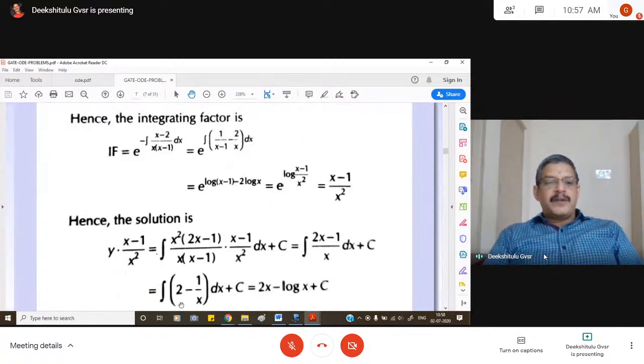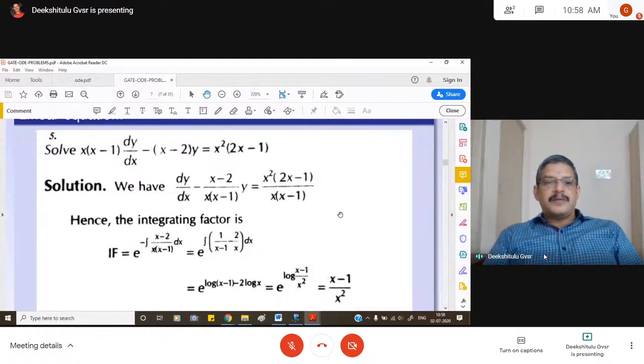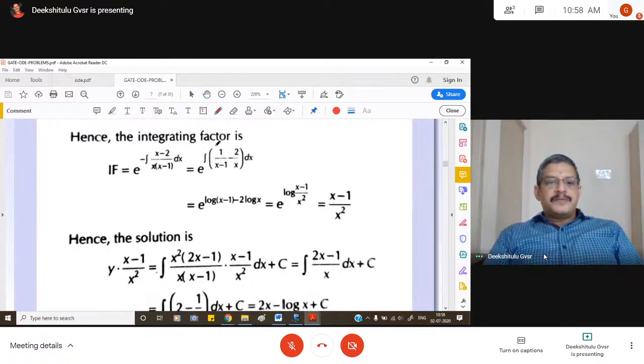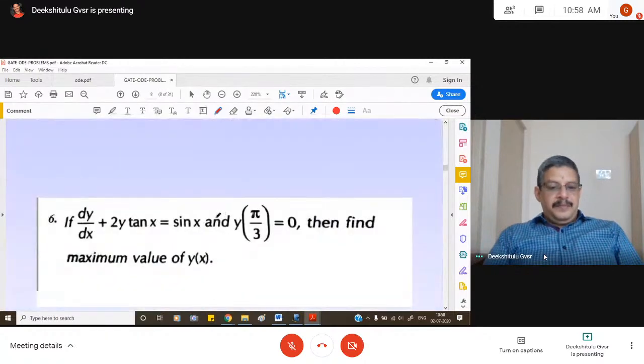So we get the integrating factor. We multiply throughout this with... I think there is a mistake in this. I'll check it. And the solution: multiply throughout the equation with the integrating factor and then integrate, and we find the solution.